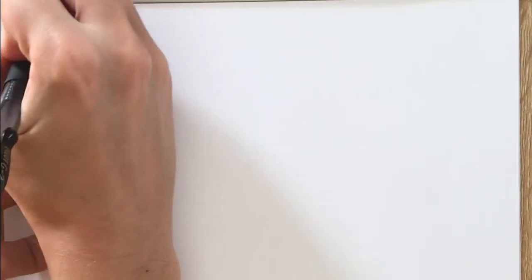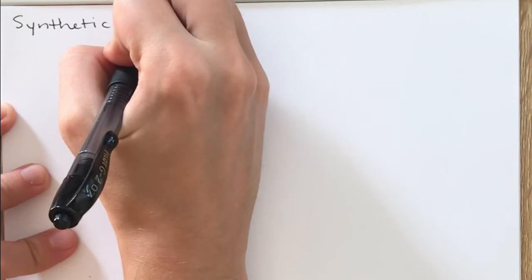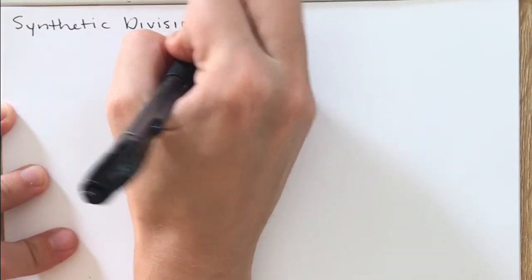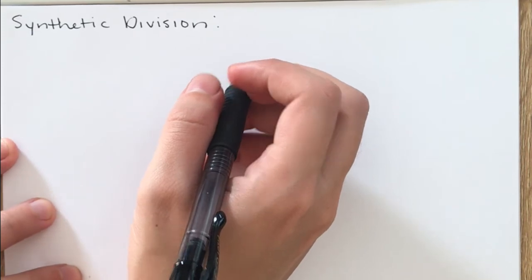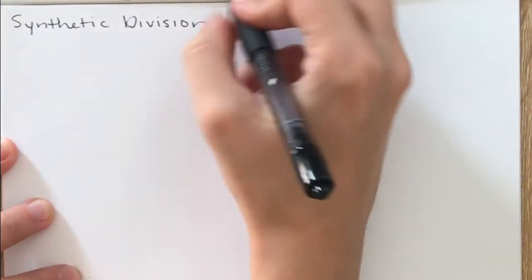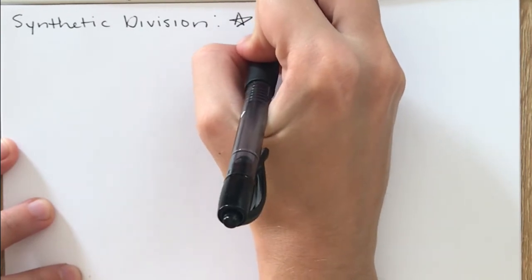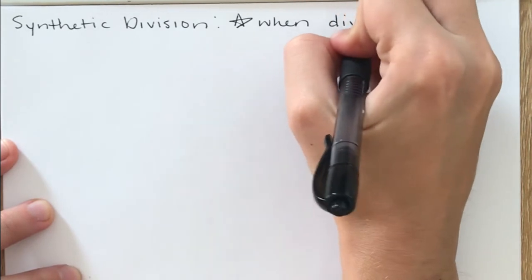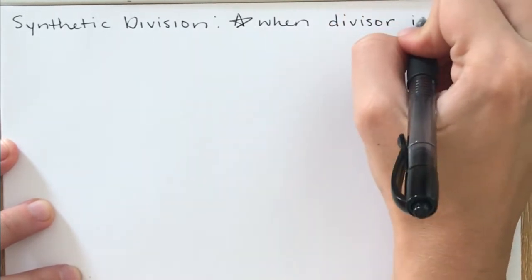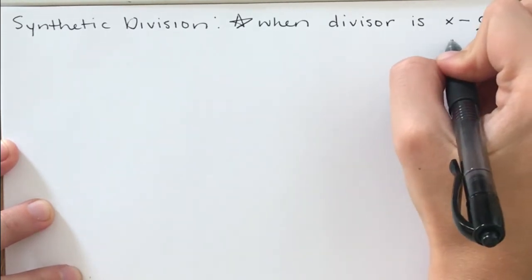So, synthetic division. This is our new method, that's what it's called. We will use synthetic division, or you can use synthetic division, when the divisor is x minus c, where c is some constant.